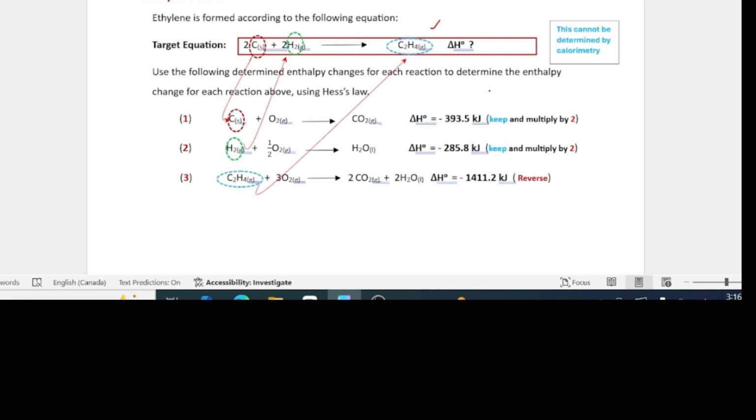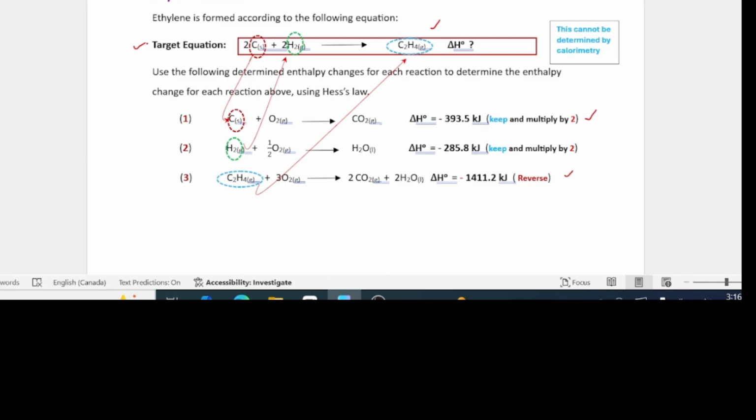You will be provided with a set of reactions whose standard enthalpy changes have already been determined by calorimetry. So in this first one here, you're given carbon reacting with oxygen to give you carbon dioxide and its standard enthalpy change. Hydrogen reacting with oxygen to give you water with its energy, and then methane burning in oxygen to give you carbon dioxide, water, along with its energy produced. So this is the deal. We'll call this our target equation.